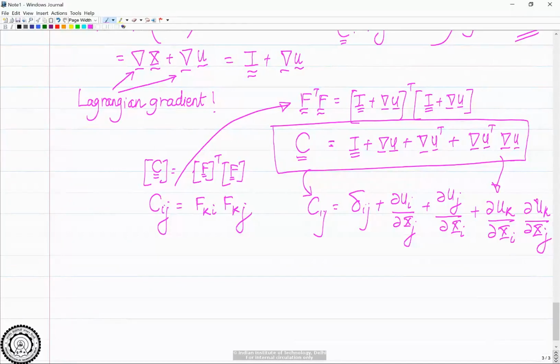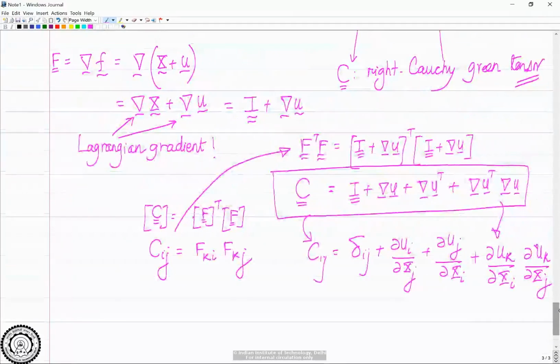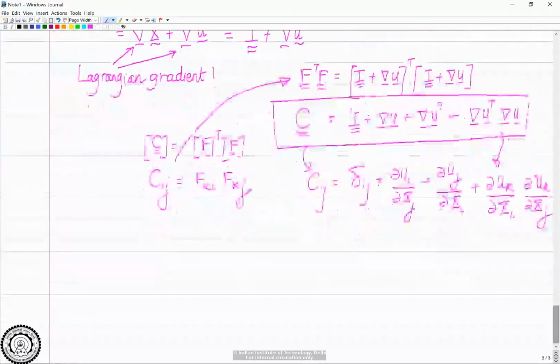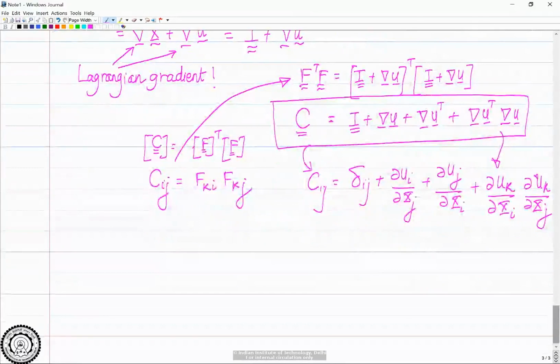So anyway, this was your C, the right Cauchy-Green tensor, and you will see that this is going to appear so many times. By the way, we just got the stretching squared. So what will be the strain, the longitudinal strain, if I want to know the longitudinal strain in the direction of M?